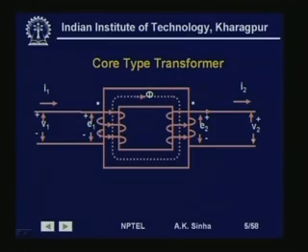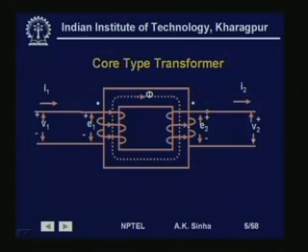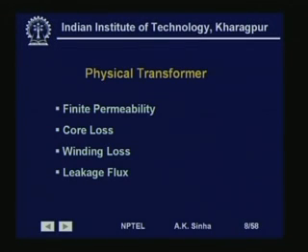So, there is going to be some leakage flux, because of which not all the flux that is created by the current flowing here links this winding, and therefore, the voltage generated here is not going to be exactly in the same proportion. That is, there is going to be some loss in the voltage, and this is occurring because of the leakage flux. So, in a physical transformer all these things happen: permeability is finite, core loss is there, winding loss is there, and leakage flux is there.